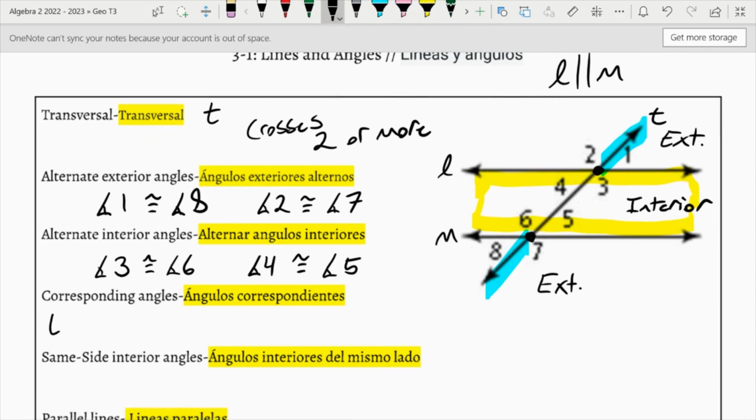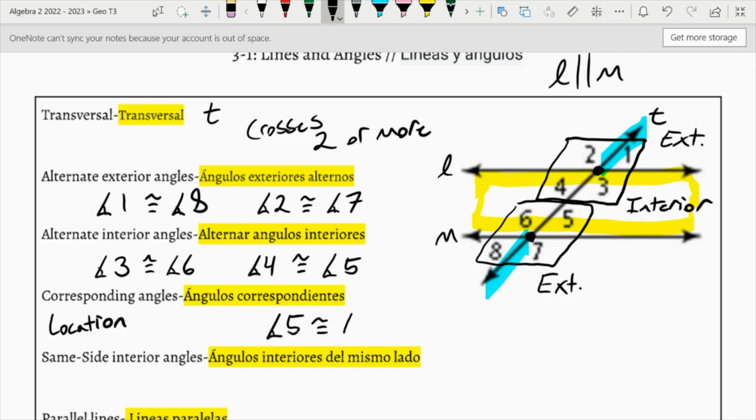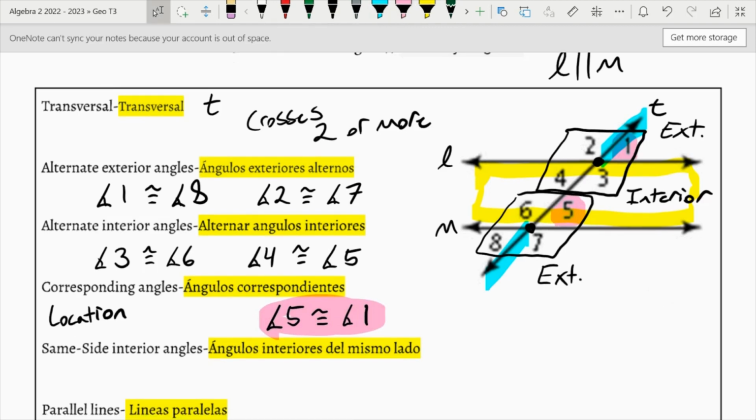Corresponding, I want you to think location. The way to do corresponding angles, or the way I always do it, is I draw a box around my two intersections. Okay, and this gives me an idea of where the angles are. For example, angle 5 is in the same location as angle 1. So I know that they're congruent. Okay, and that's because they are both on the top right of their boxes. So that's what corresponding means. It means in the same location. You could also say 2 and 6, 3 and 7, or 4 and 8.